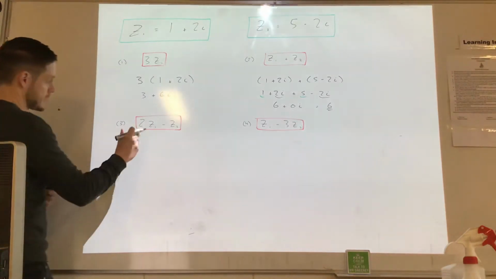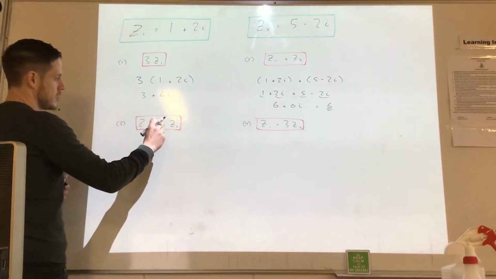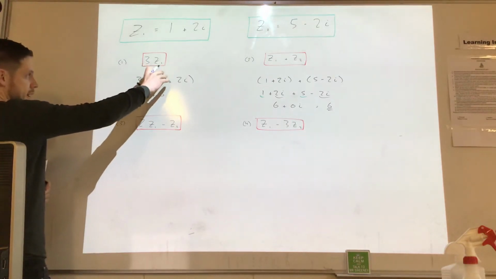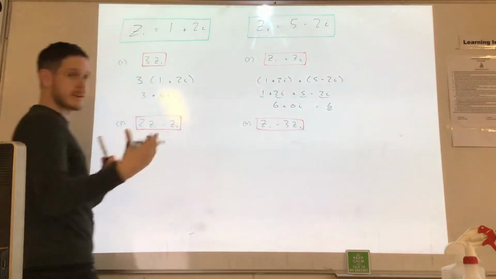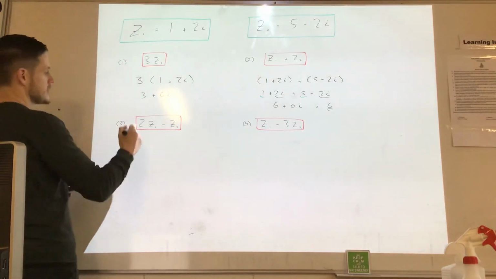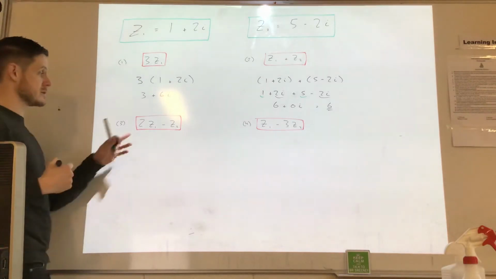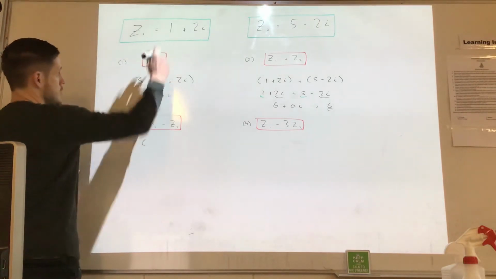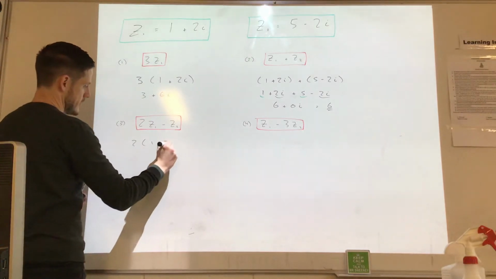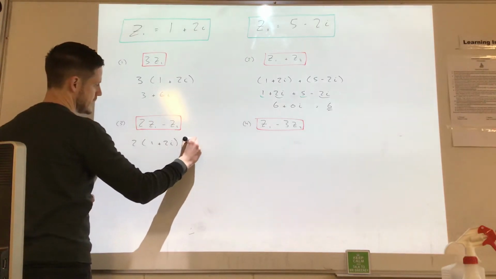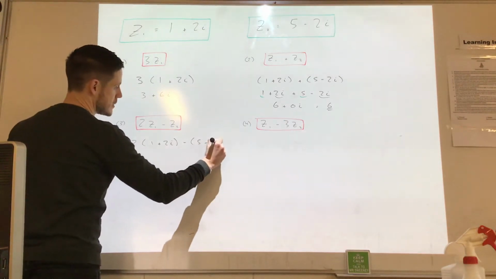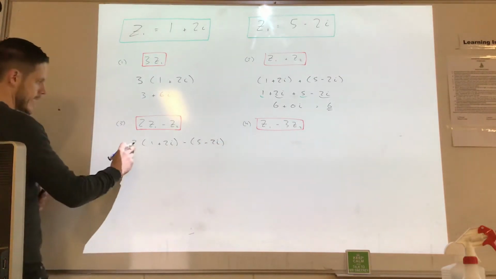The third one here is 2 times z1 minus z2. So what I'm doing is taking what I've done here and what I've done here, and adding them together in this new question. I'm going to start off with multiplying, figuring out what 2 times z1 is. So I'm going to go 2, bracket, z1 is 1 plus 2i. And then it's minus z2, and I'm going to put it in brackets, so 5 minus 2i. Again, I'm just going to multiply this out.